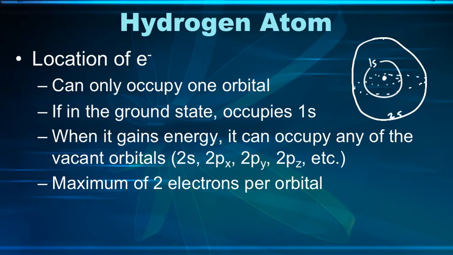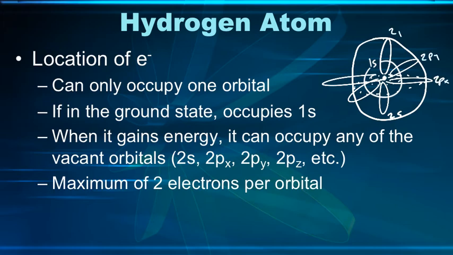It could also occupy any of the p orbitals. So you have the one along the x, y, and z axis. I'm doing my best to try to draw them on there like that. It could occupy any of those. So this, 2px, the 2py, and the 2pz orbitals. It could be in any one of those if n equals 2.